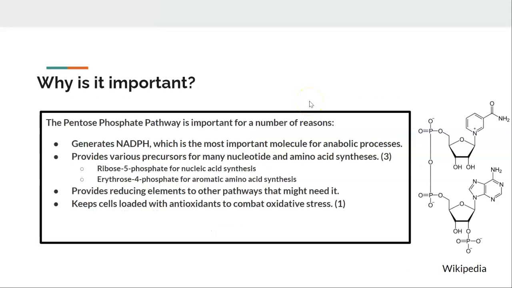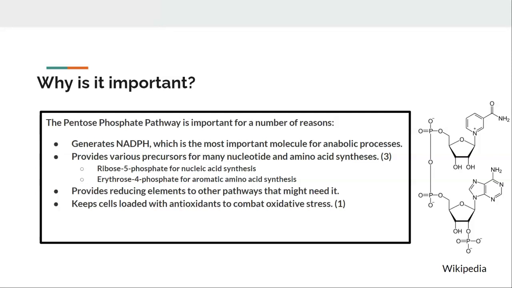So why is it important? Well, it's important for a number of reasons. It generates NADPH, which is the most important molecule for anabolic processes. It provides various precursors for many nucleotide and amino acid syntheses, such as ribose 5-phosphate for nucleic acid synthesis and erythrose 4-phosphate for aromatic amino acid synthesis, to name a few.